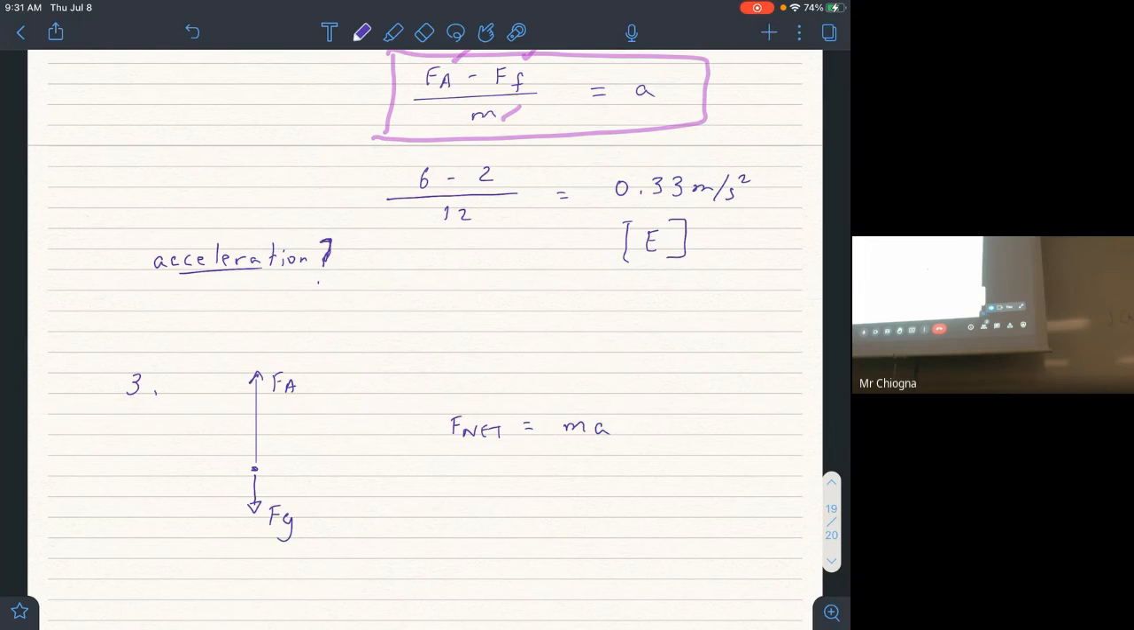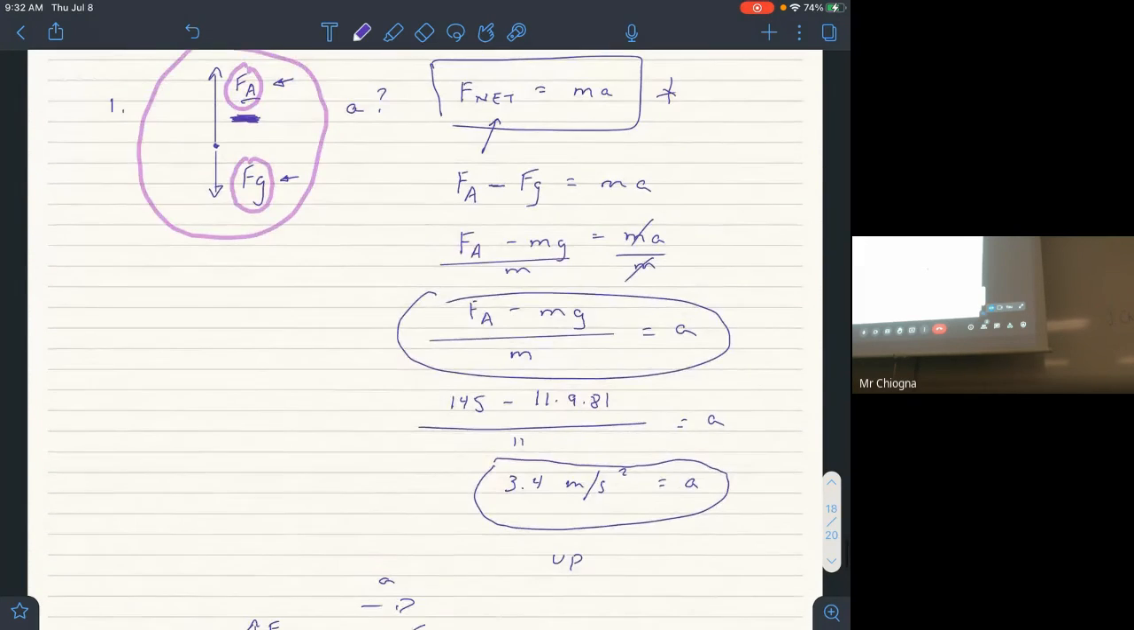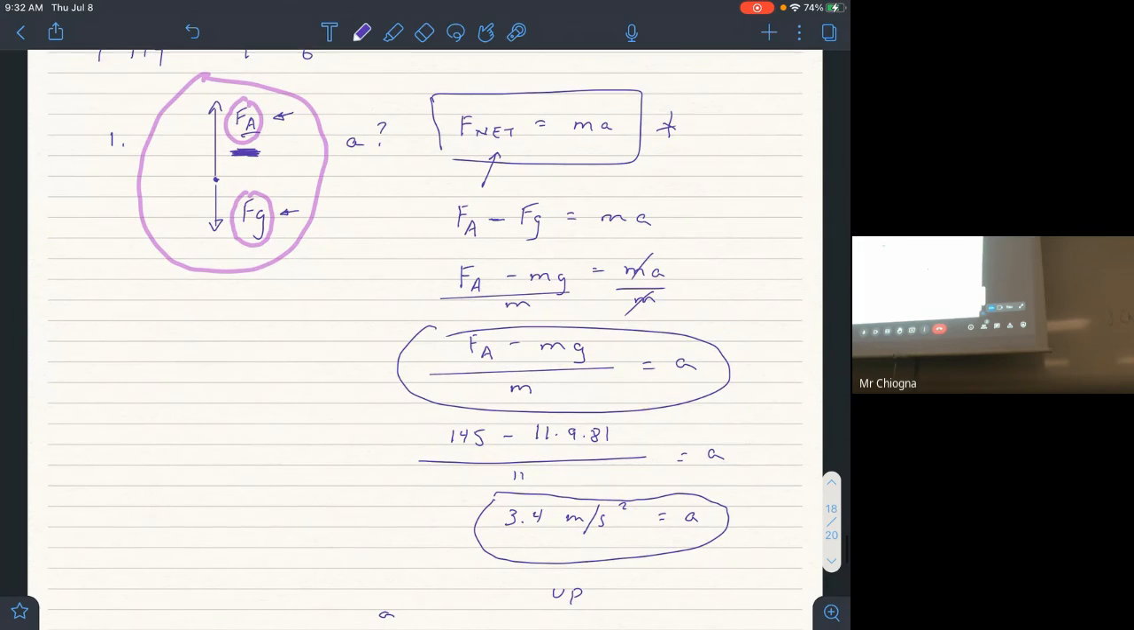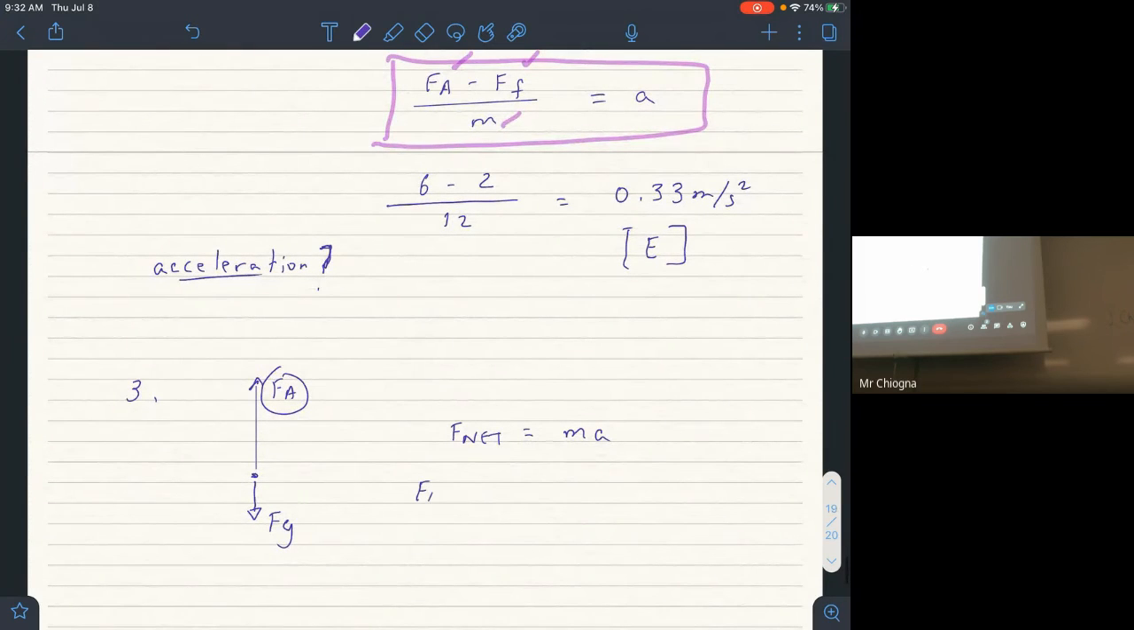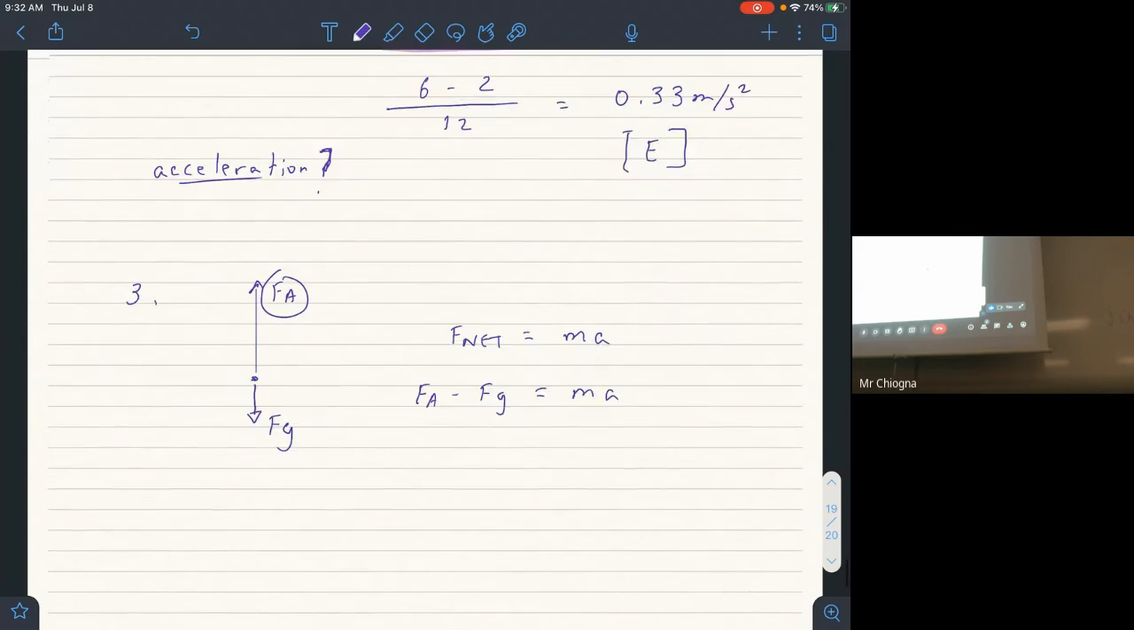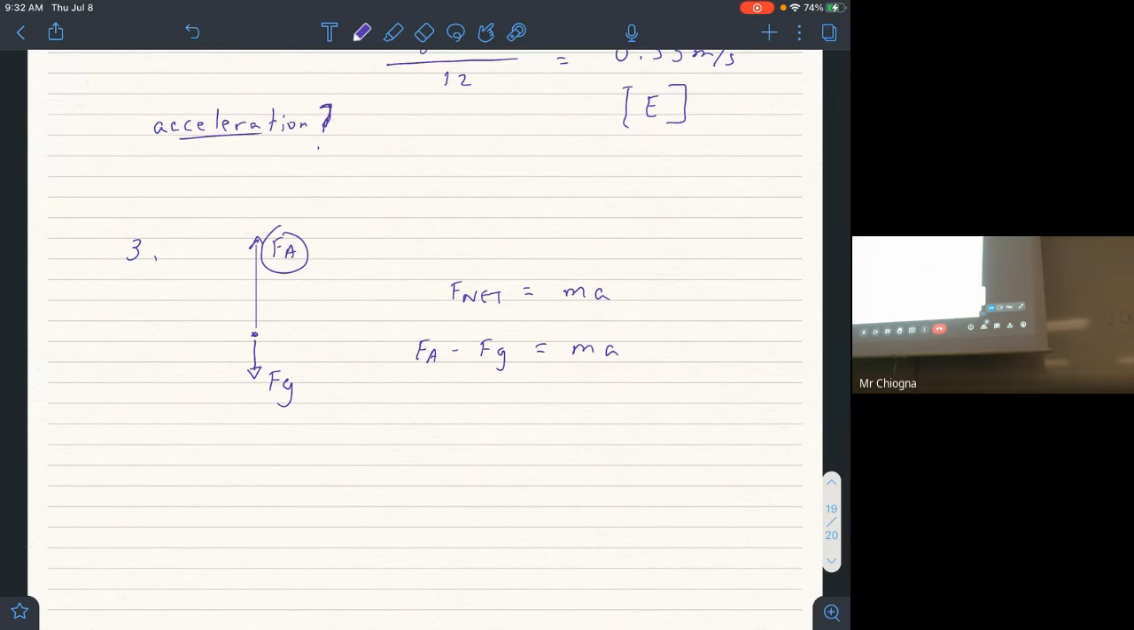Okay, I just drew the free body diagram. It's the same as number 1. The difference is in this problem, you're solving for the applied force, not the acceleration. You're solving for this. That's what you want. So it's the same equation as number 1, except you're not rearranging for the acceleration, you're rearranging for FA. So rearrange for that. Add FG to both sides.